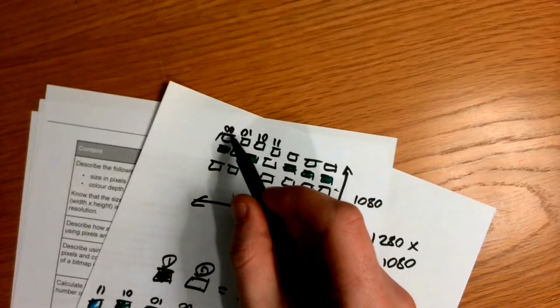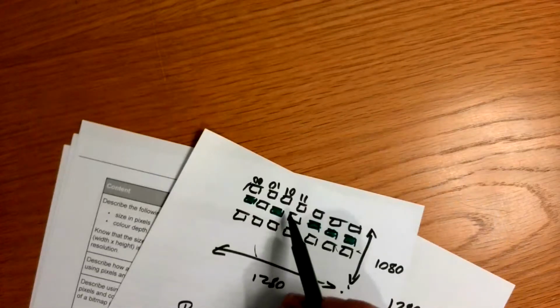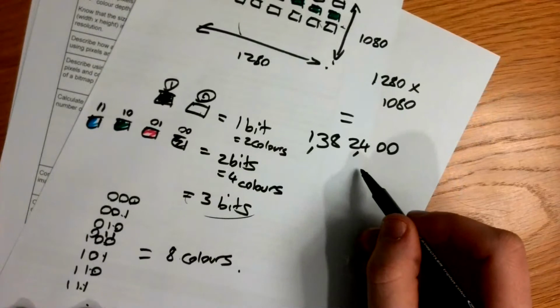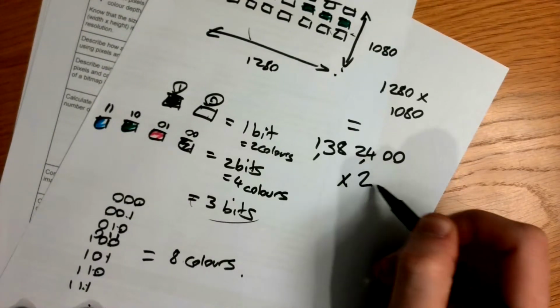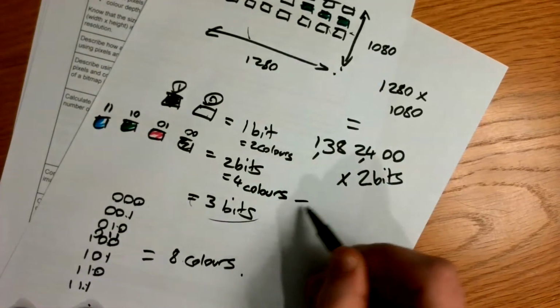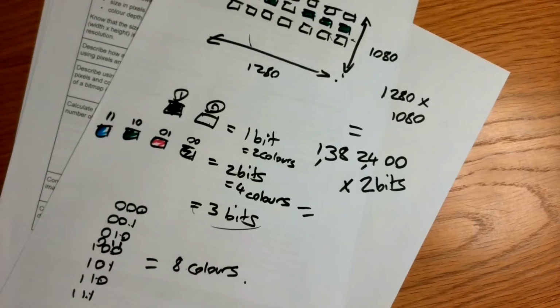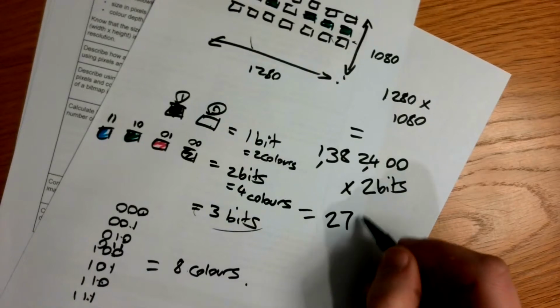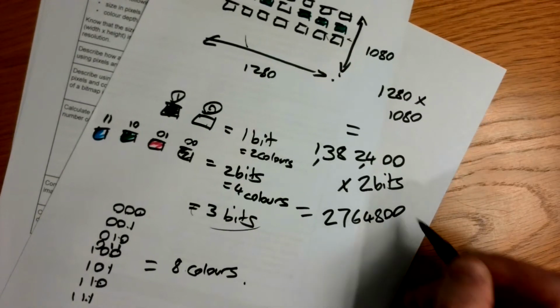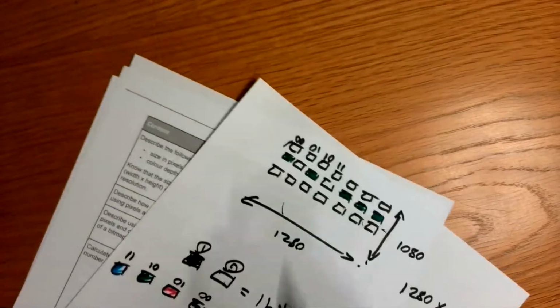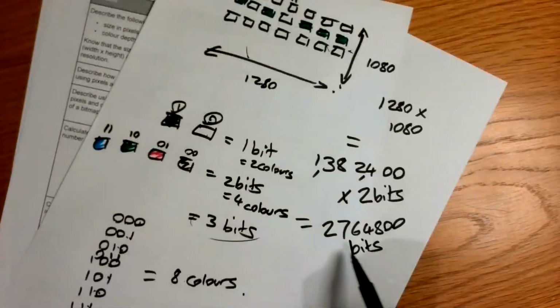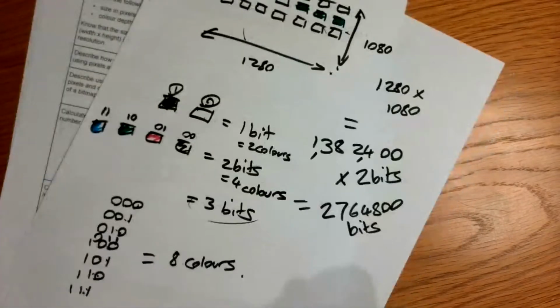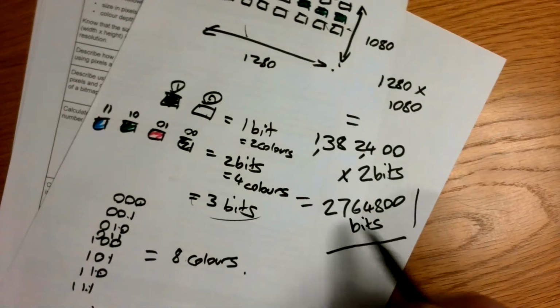So therefore, we know that if each of these pixels is worth 2 bits, we now need to take the amount of pixels and multiply it by the amount of bits that we're using, and that will give us how many bits in total we need to use. I'll write out the whole number anyway. There you go. That is the number of bits we need to represent our whole image, because it's 2 per square. If we needed 3 bits, we then multiply by 3, or 4 bits, we multiply by 4, and that's how we can calculate the file size.